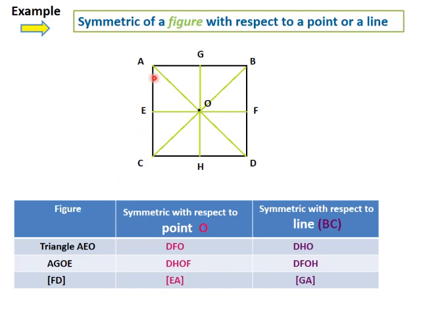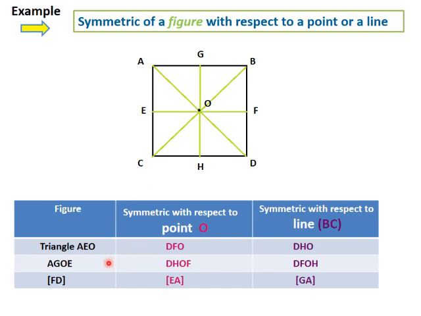The symmetric of point A with respect to point O is point D, since O is the midpoint of AD. The symmetric of point E with respect to point O is point F, since OE is equal to OF. And the symmetric of point O with respect to point O is the same, which is O. Then the symmetric of triangle AEO is triangle DFO.